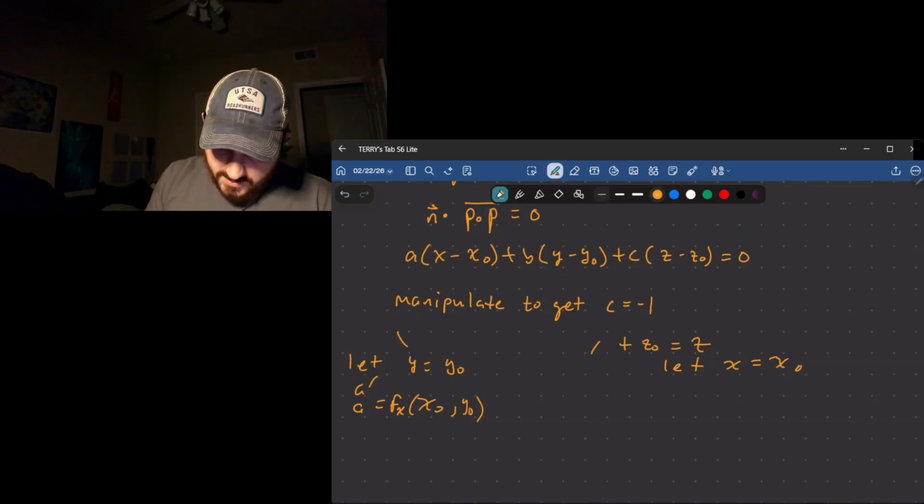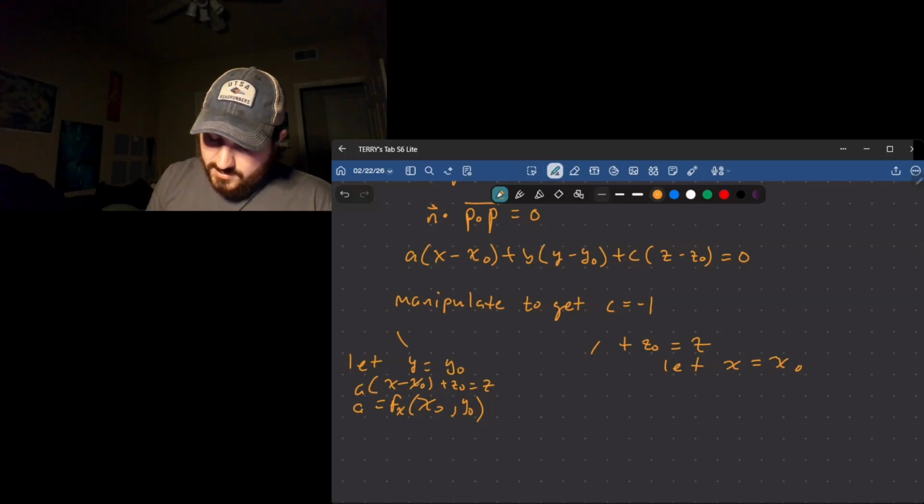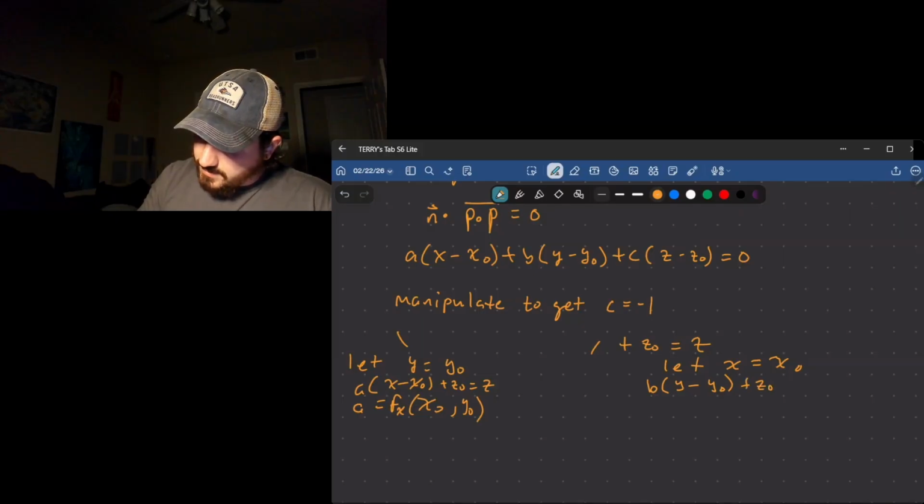Because I guess I'll write the step before that as well. So this is what we're looking for here. So we have a times just the difference in x and x naught plus some initial height z. This is just the point slope of a linear equation. So we know that that means a is just going to be this partial of x. And then using the same logic over here, we're going to get b times y minus y sub 0, plus z sub 0 equals z. Okay, and so then we're going to have b is equal to the partial with respect to y with our x sub naught and our y sub 0.